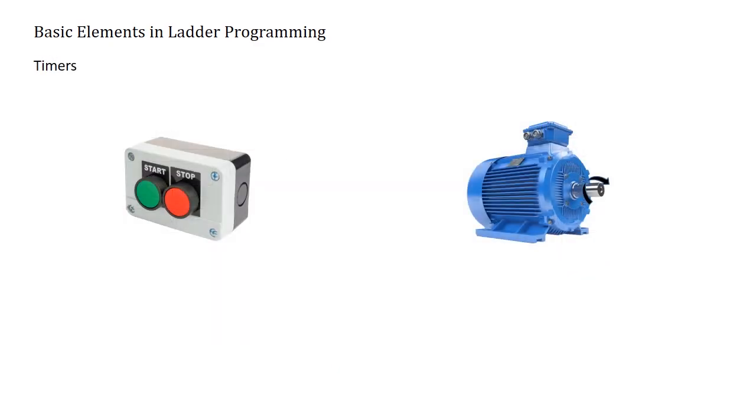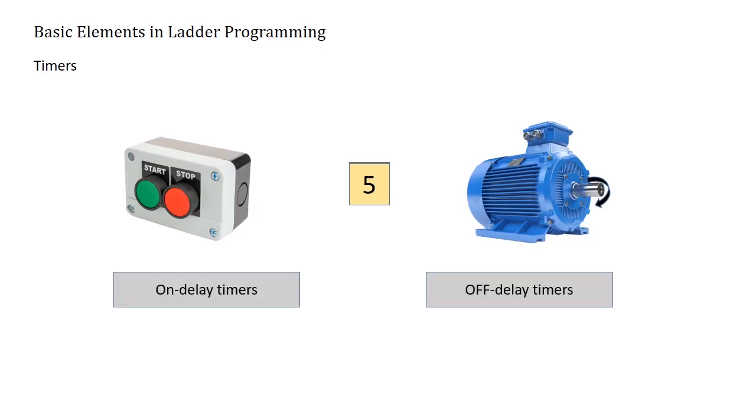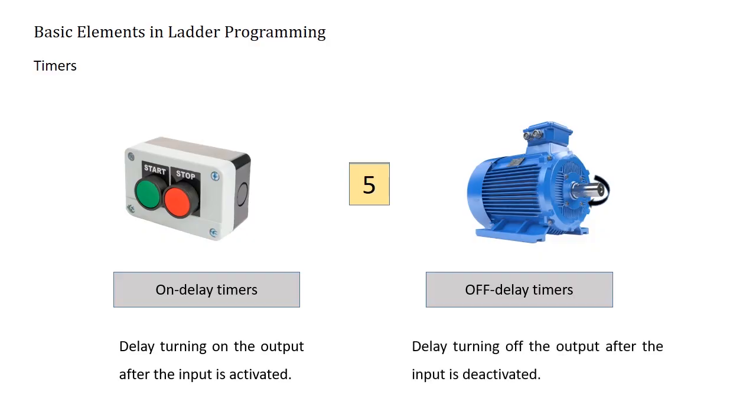Timers are used when you want to introduce delays in your process. For example, you may want a motor to turn on only 5 seconds after an input is given. This is where timers come in. The two most common types of timers are on-delay timers and off-delay timers. On-delay timers delay turning on the output after the input is activated, while off-delay timers delay turning off the output after the input is deactivated.